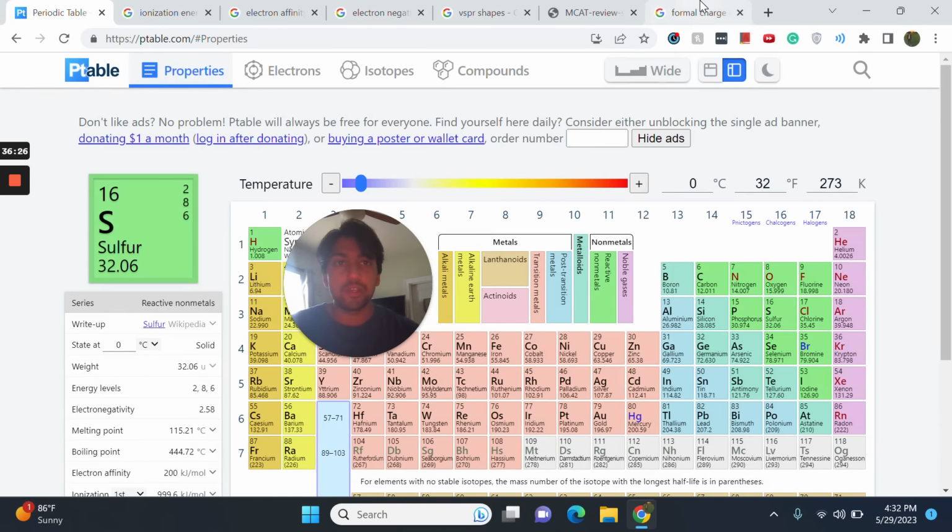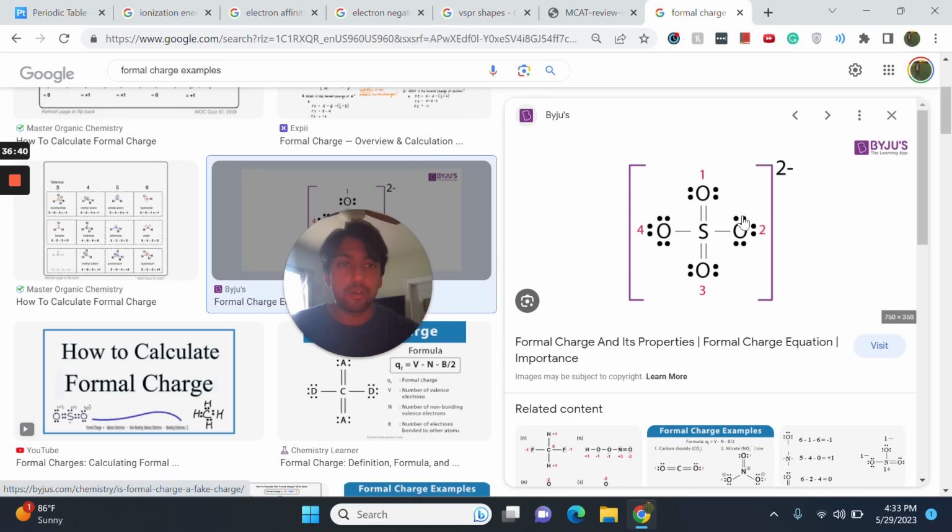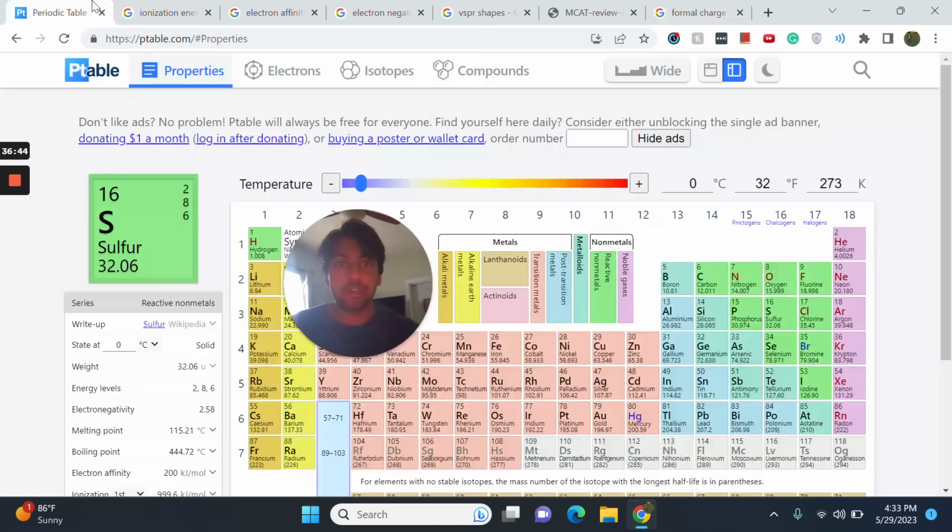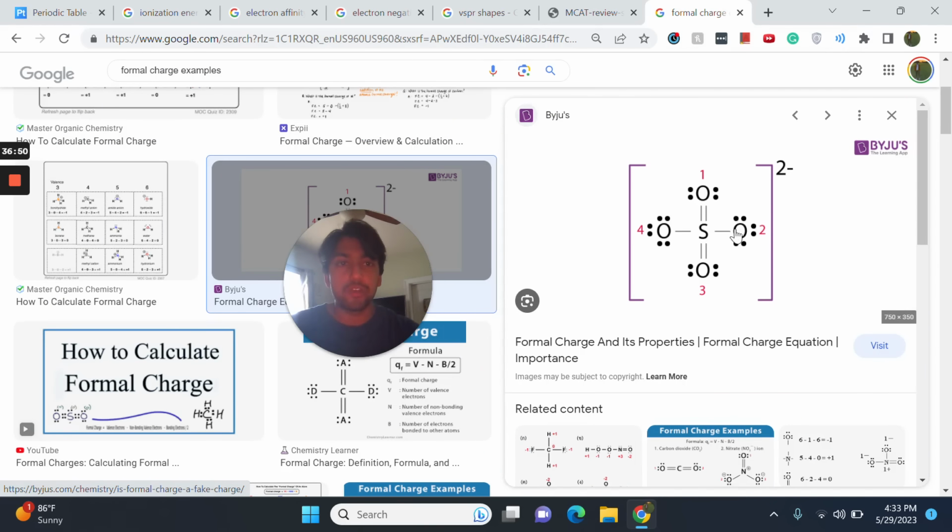Let's look at this oxygen over here, right? This oxygen has 1 from this bond, and then 1, 2, 3, 4, 5, 6. So it has 7. And it's supposed to have, if you look here, 6, right? 1, 2, 3, 4, 5, 6. And so this has a formal charge of -1. This also has a formal charge of -1. Here and here have a formal charge of 0, and we said sulfur has a formal charge of 0.